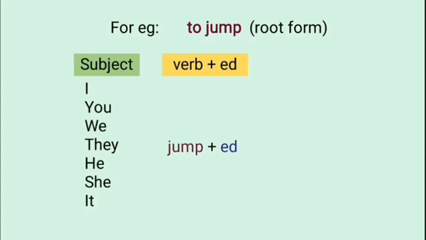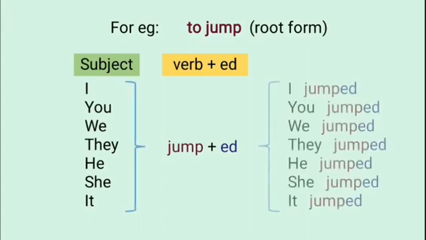So what do we do here? We just add the alphabets ed. All right, so once we add the alphabets ed to the root form of verb, that is jump, your sentence will start as I jumped, you jumped, we jumped, they jumped, he jumped, she jumped, or it jumped. All right, so here we have the most simplistic form of conversion. Here we are just adding ed to the verb. All right, and that is how we construct the sentences.